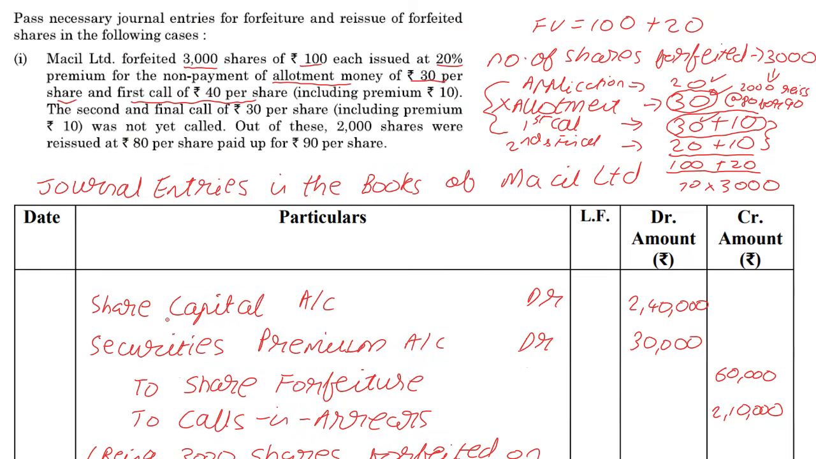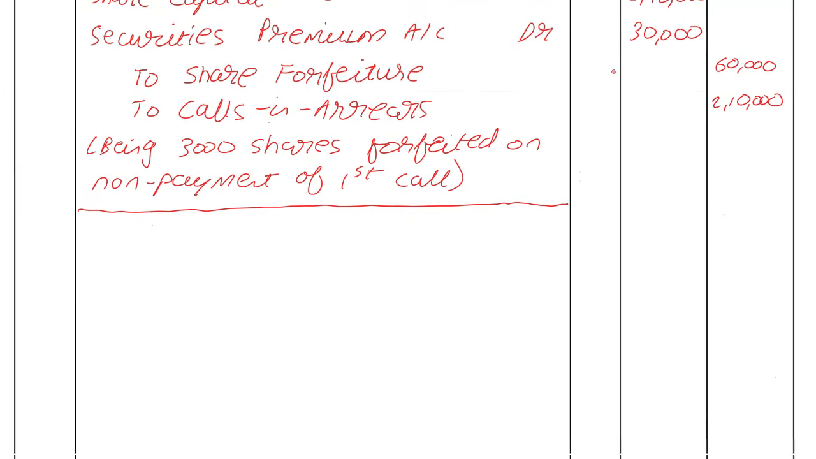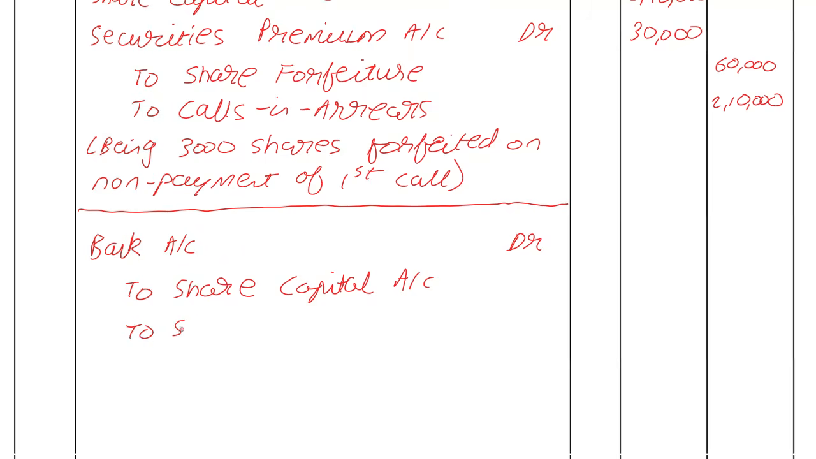All right. Now, they have also told us that we have reissued these shares. 2,000 of those shares have been reissued at 80 for 90. That means the paid up value is considered to be 80, but the shareholders being charged 90. That means 10 rupees extra. It's being issued at a premium. Bank account debit, debit what comes in, to share account, credit what goes out, and to securities premium, credit all incomes and gains.